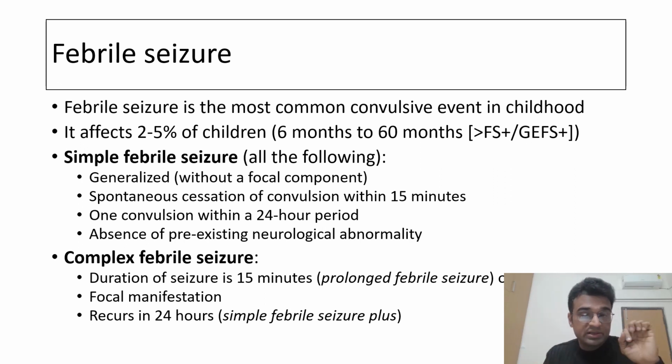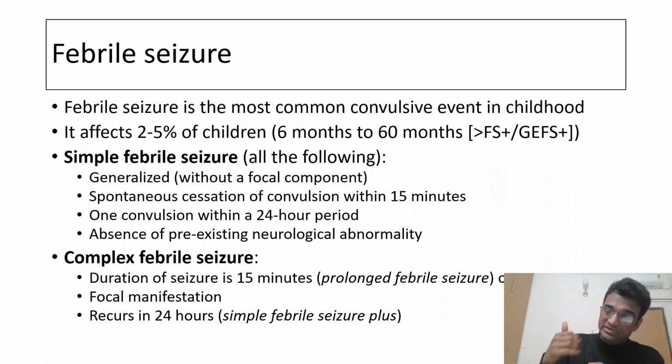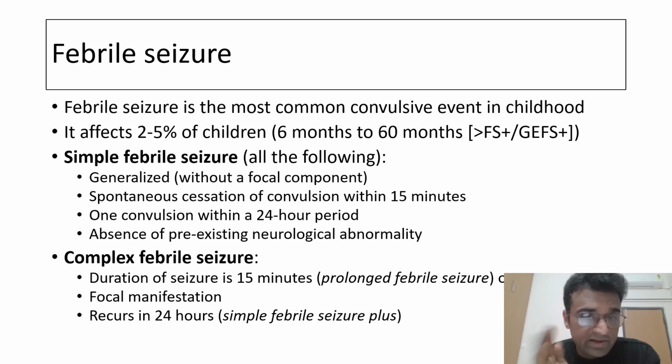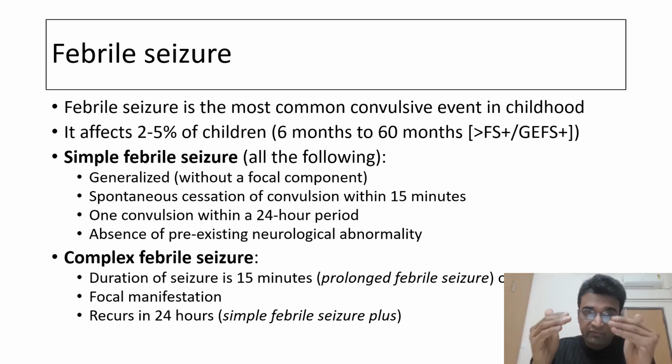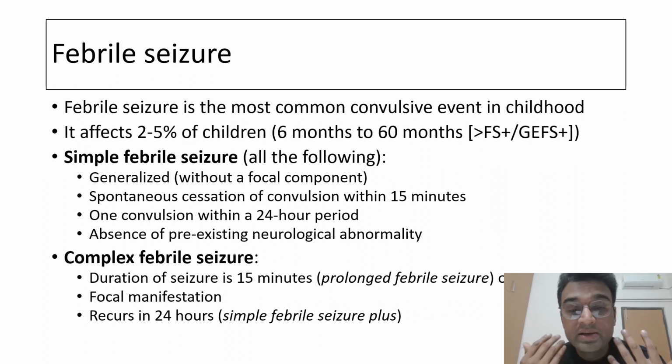So if these criteria are not fulfilled, we often call them complex febrile seizure. So complex febrile seizure is when the duration of the seizure is prolonged. So we call them prolonged febrile seizures, right? Or if the seizure has focal manifestation, that means the child had a fever and a seizure which is focal in onset. That's again a focal febrile seizure or a complex febrile seizure. Or if the febrile seizure is recurring in 24 hours, that means one episode of the fever and more than one episode of convulsion happens, we often use the word SFS plus when otherwise it's a simple febrile seizure, but more than one episode, that means two, three, or four episodes happen within a 24-hour period. We call them complex febrile seizure.